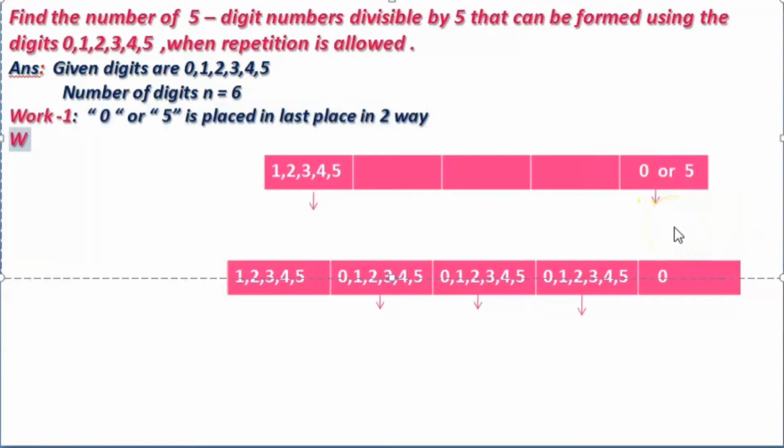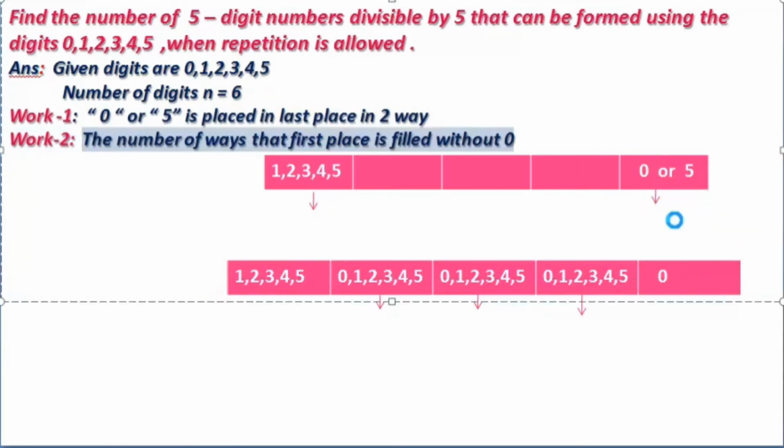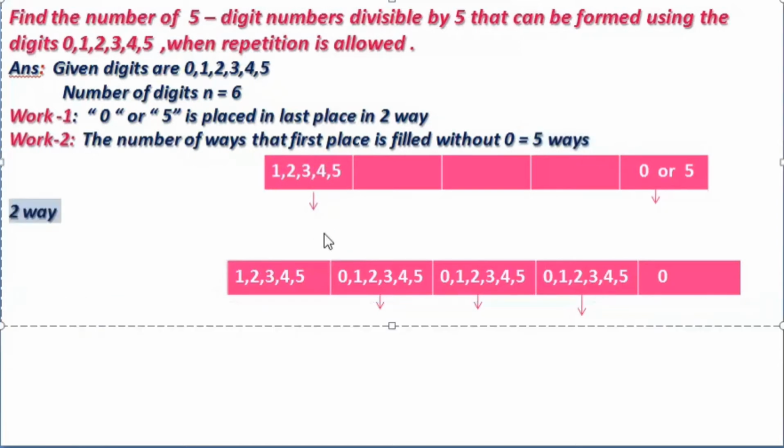Look here. What is my second work? Second work is the number of ways the first place is filled without 0. So in how many ways can you fill it without 0? It can be done with 1, 2, 3, 4, 5, without 0. So it can be done in 5 ways. The last place can be done in 2 ways, and then the first place can be done in 5 ways.